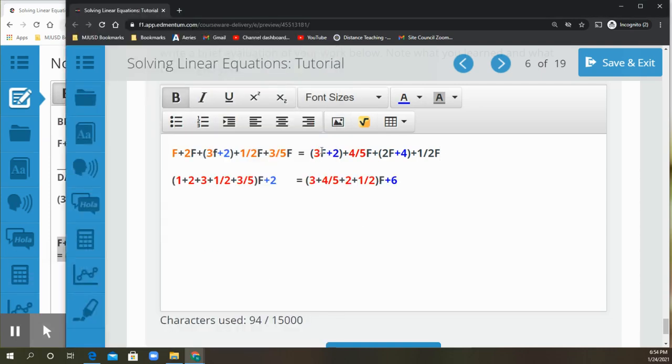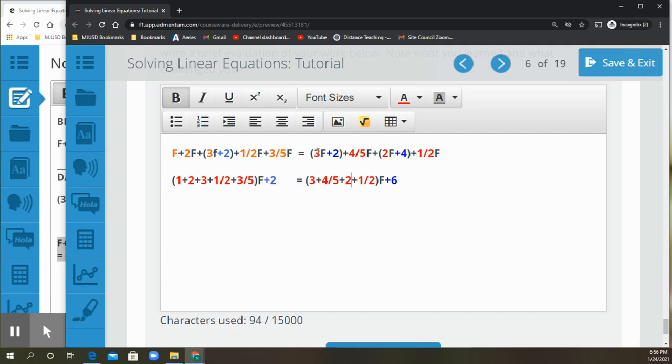Okay, so we have 3, 4/5, plus 2F. I may have made a mistake. One moment. 3 4/5 plus 2 plus half F plus 6. Okay. Sorry, I got my numbers messed up here.